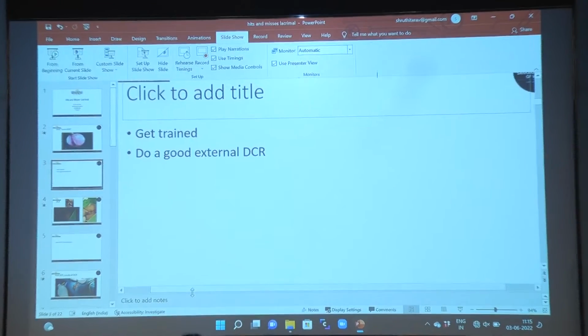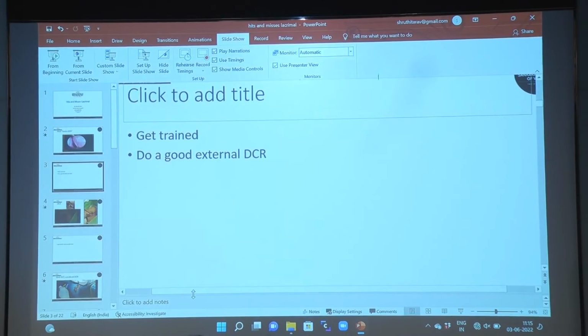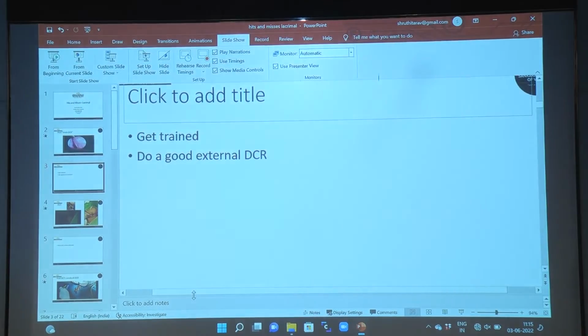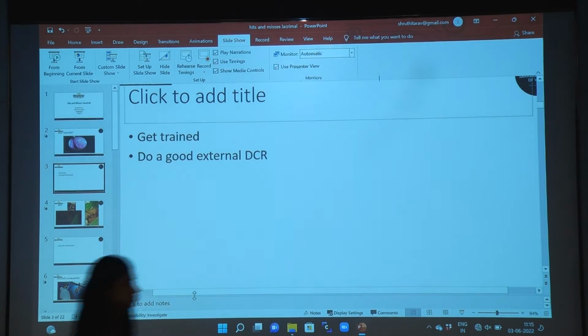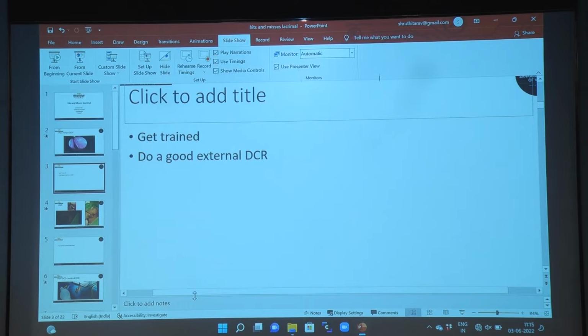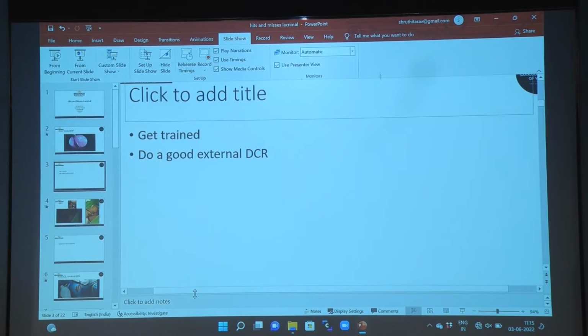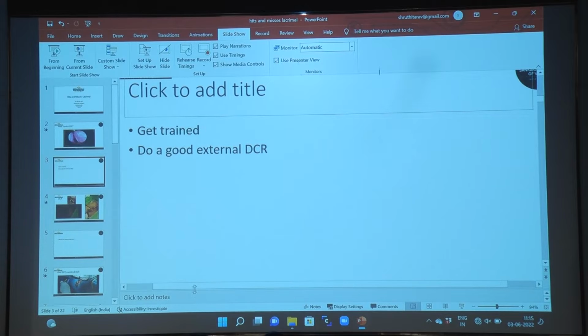Now the next slide. What we learned from this is get yourself trained if you want to do an endonasal DCR well. If not, do a very good external DCR. A good external DCR here means at least 5 millimeters from the common canalicular area should be free of any obstruction.